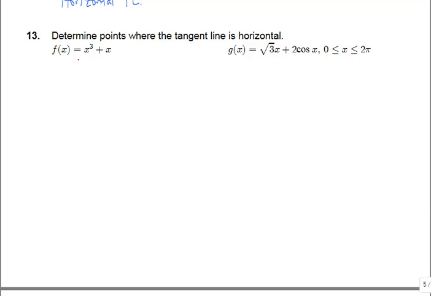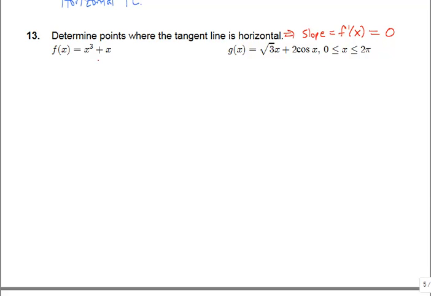So let's start with the function x cubed plus x. If we want to know where the tangent line is horizontal, you have to first understand that if a line is supposed to be horizontal, then it has 0 slope. And slope of a tangent line is the same thing as a derivative. So we need to know where this derivative is going to be 0, because that's going to be where the slope is 0. So whenever the question says, find where you have a horizontal tangent line, all you have to do is take your derivative, set it to 0, and find out for what values of x that happens.